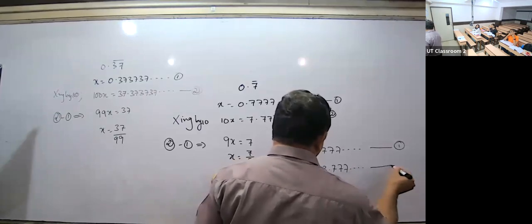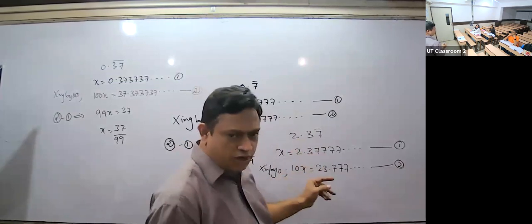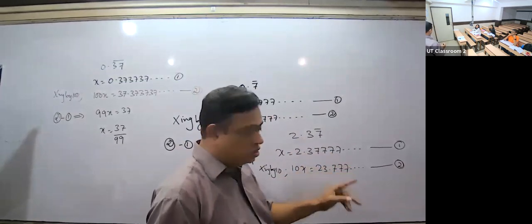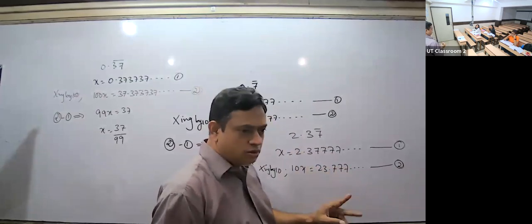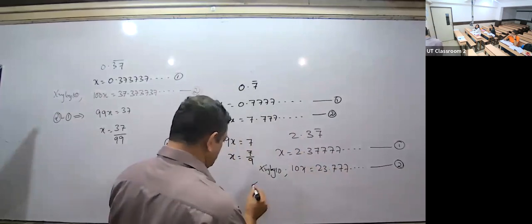23.777, etc. That is condition 2. Can you subtract this one? No. See, is it the same thing? No. So now how many places are repeating? How many digits are repeating? Only 1. So again multiply by 10.